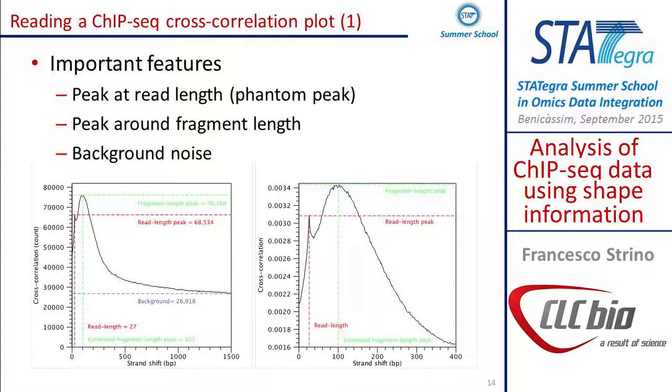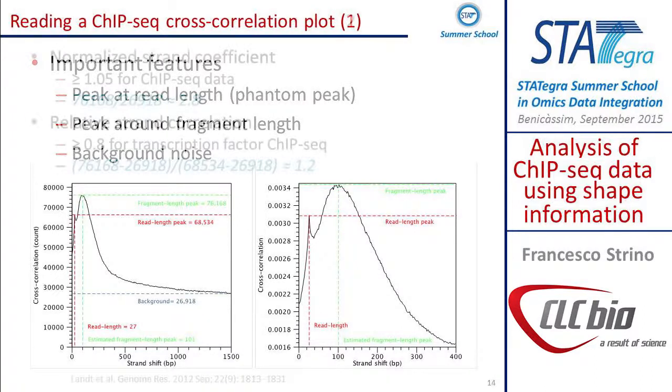The other feature to look for is background noise. The further you go, you will see some background here. Here we stop at 1500, so this generally fades quite slowly. This gives you an idea: if the background is very high, and the peak is not so much higher, it means that you have a lot of noise in the experiment. Clear enough. So how do you read it? You basically can just find the peaks and get an idea.